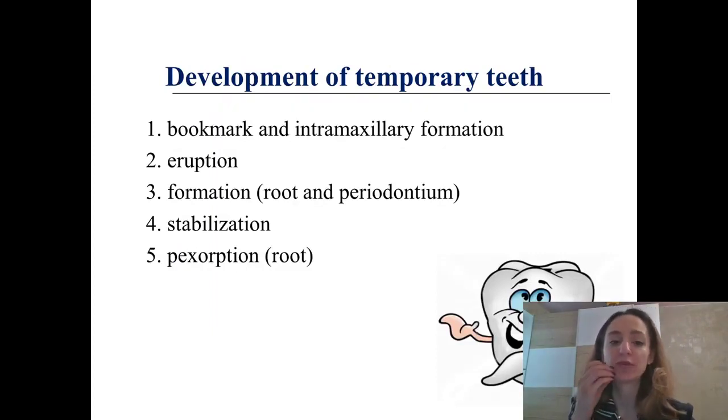Development of temporary teeth. Of course, we have 5 steps here. First, bookmark and intramaxillary formation, then eruption of the teeth, formation of root and periodontium, stabilization, and resorption. Sorry, here we have some mistake. Resorption, guys, 5.